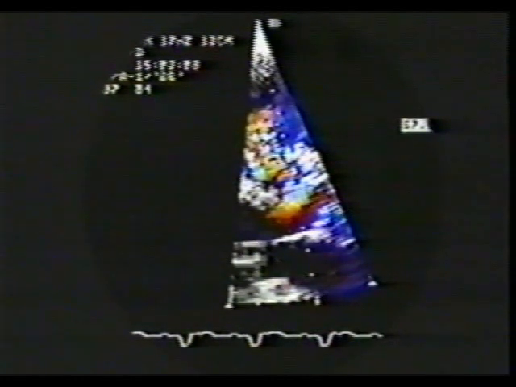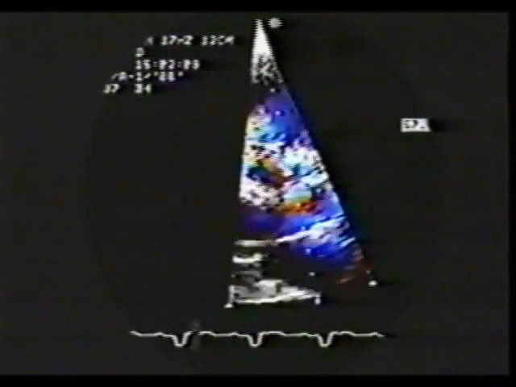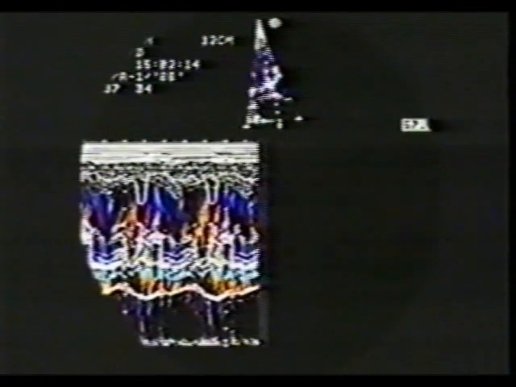In color flow mode, bidirectional shunting across the VSD can be visualized. The timing can be best appreciated in color M mode.